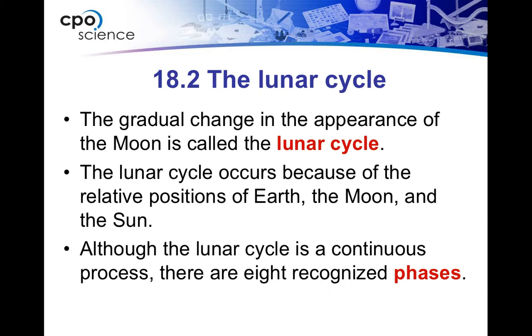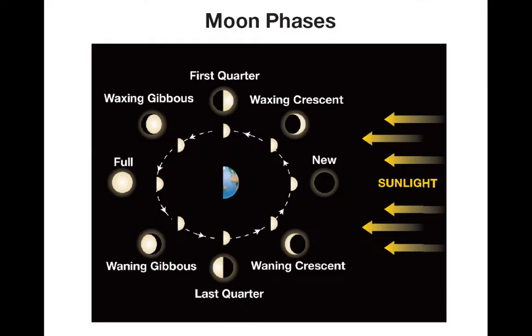Although the lunar cycle is a continuous process, there are 8 recognized phases. So you have a new moon or no moon, waxing crescent, which means waxing means getting larger, first quarter moon, waxing gibbous, full moon, waning gibbous, waning means smaller, last quarter, waning crescent, and then new moon again.